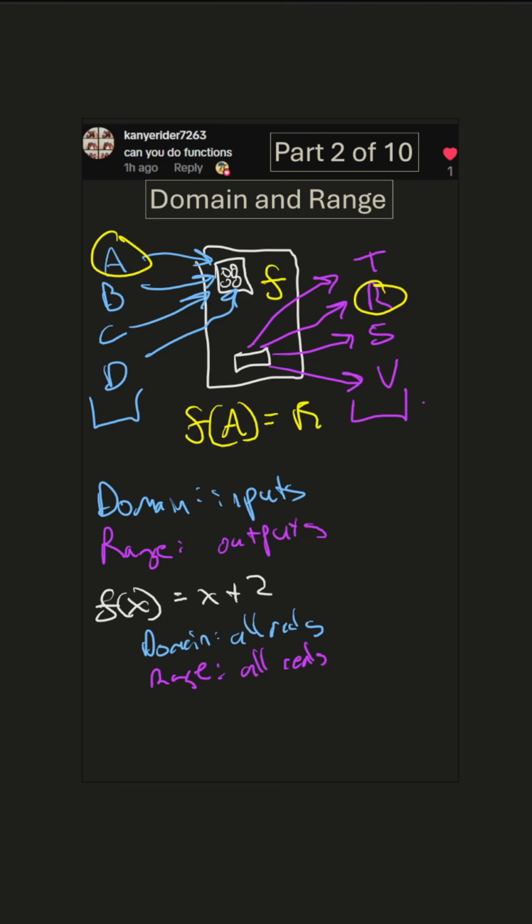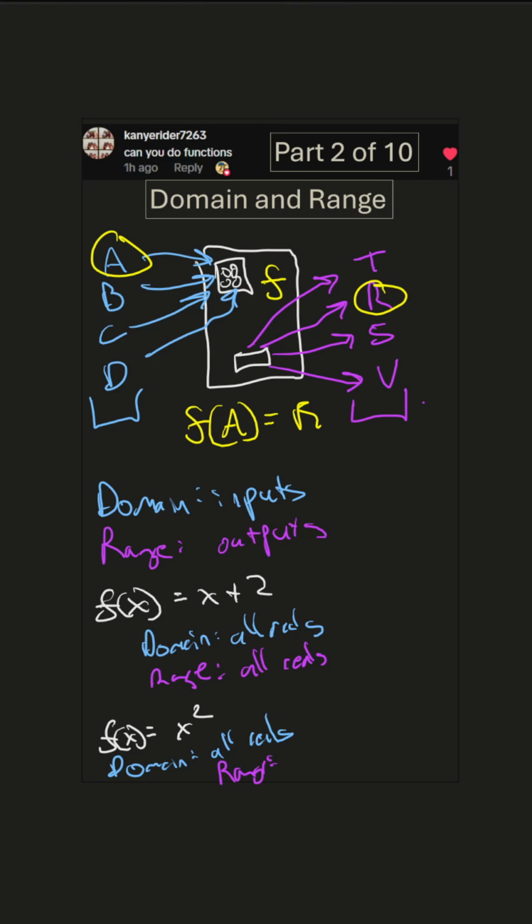So let's look at a different example. f of x equals x squared. Again, we can plug in any real number here, and we're just going to square it. That's fine. There's nothing wrong with that. But how about the range?